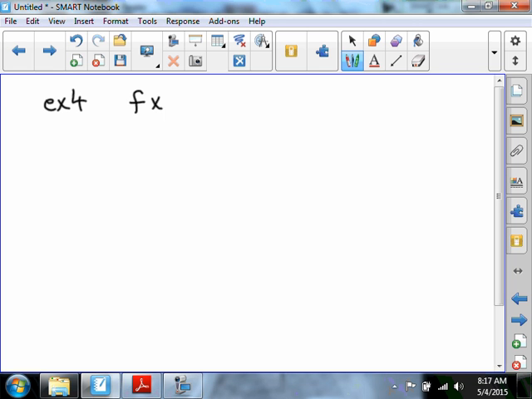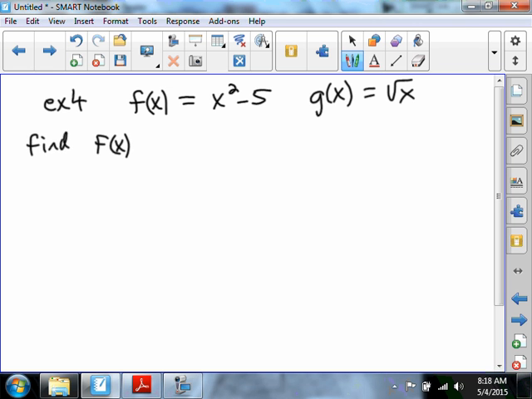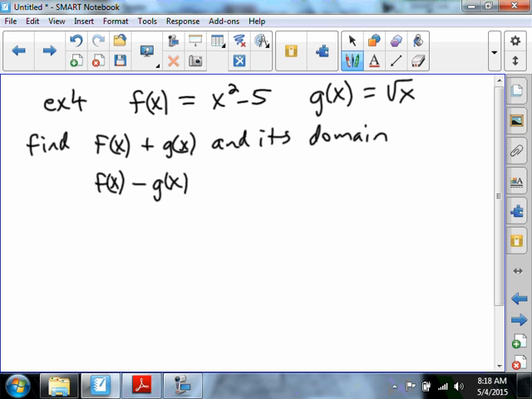Example 4. f of x is x squared minus 5. g of x is the square root of x. Find f of x plus g of x and its domain. Find f of x minus g of x and its domain. Find f of x times g of x and its domain.